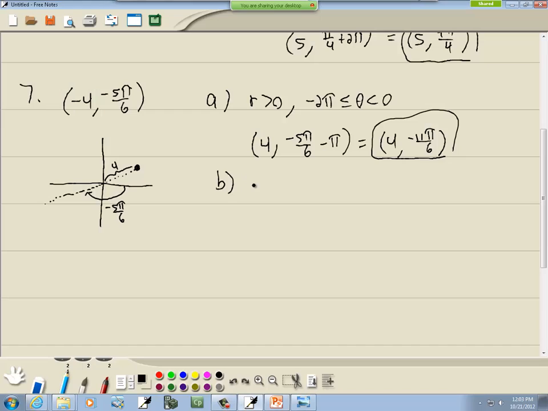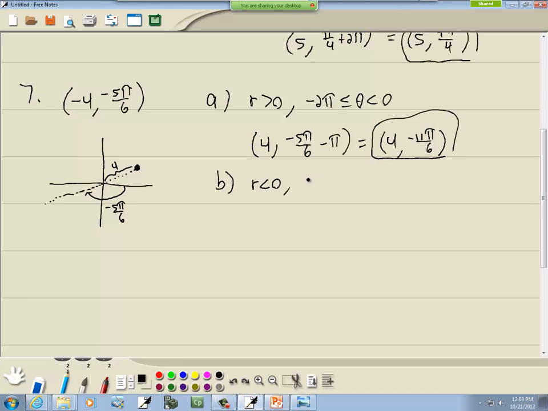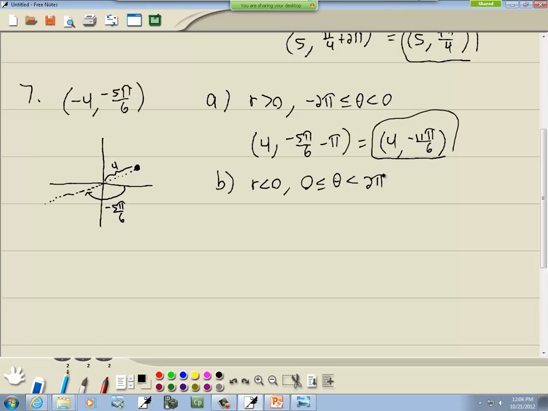Now B. r is less than 0, and theta is between 0 and 2 pi, not including 2 pi. r is less than 0. That means we want a negative 4. Now, negative 4 means I want to be down here. Because if I'm down there and my r is negative, then it'll flip over and be over on this side, which is where I want to be. So this is where we want our angle to be.